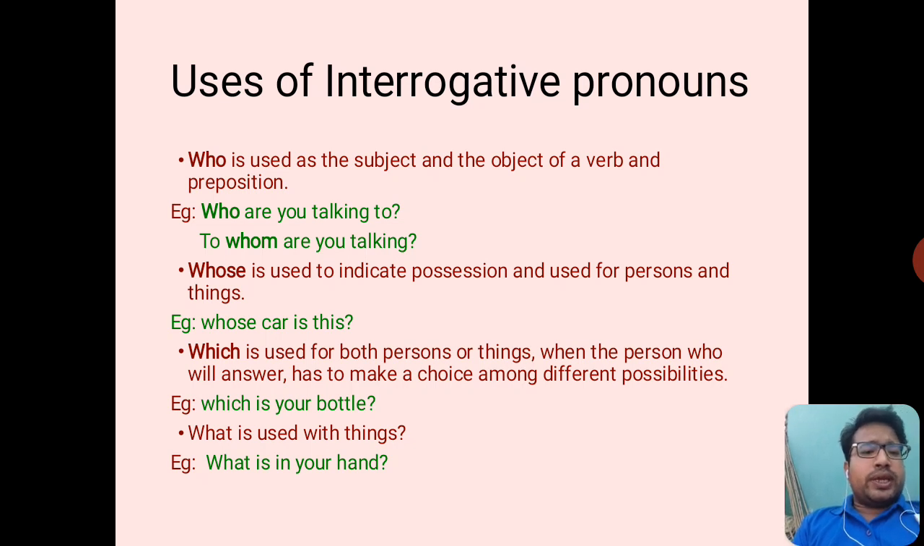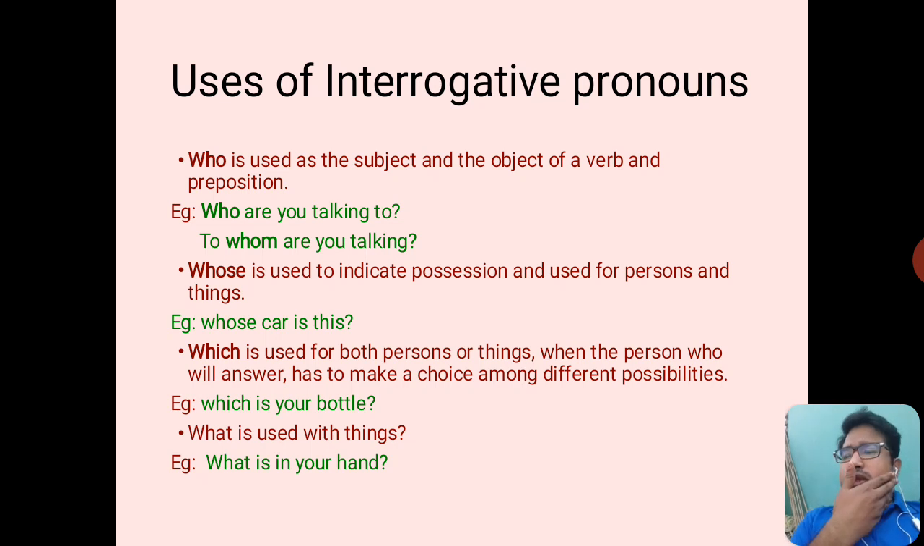Whose is used to indicate possession and is used for person and things alike. So it tries to show possession, ownership. Whose car is this? So it is asking whom the car belongs to. Which is used for both person or things.